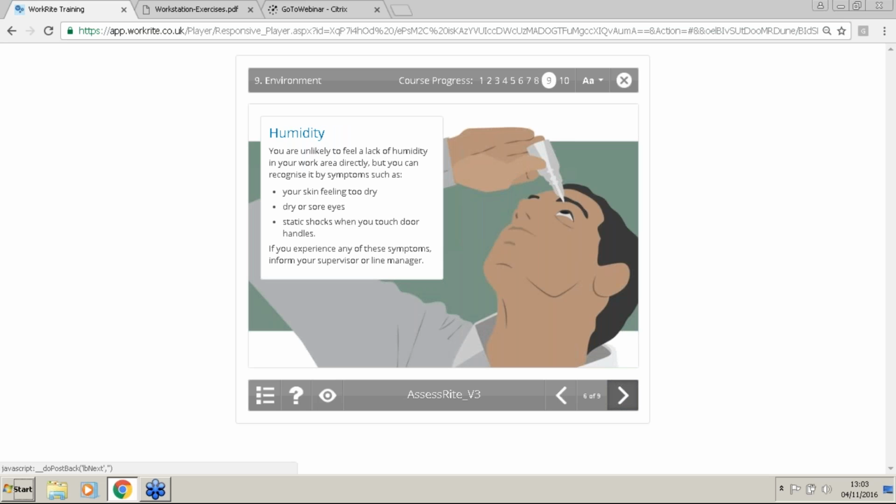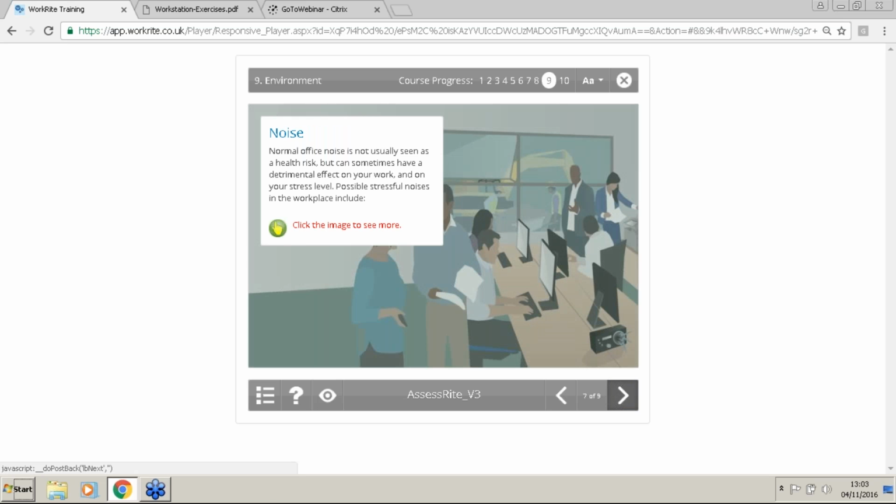Absolutely. So humidity. You are unlikely to feel a lack of humidity in your work area directly, but you might recognize it by symptoms. So if your skin's feeling too dry, you've got dry or sore eyes, or static shocks when you touch door handles. If you experience any of these symptoms, inform your supervisor or line manager.